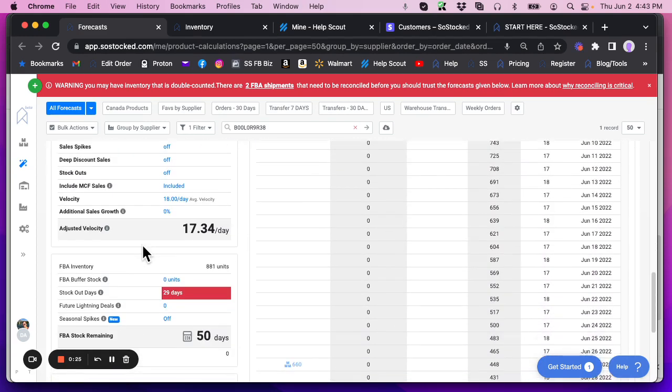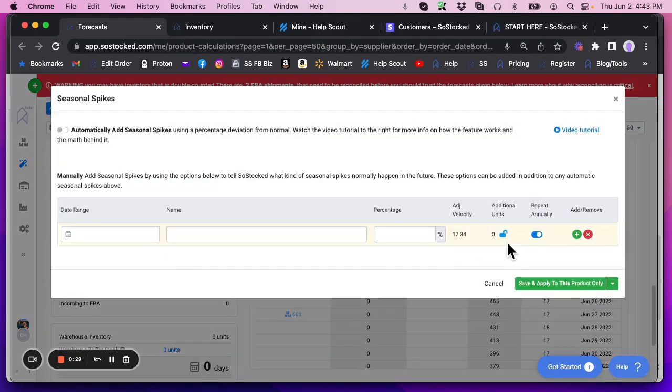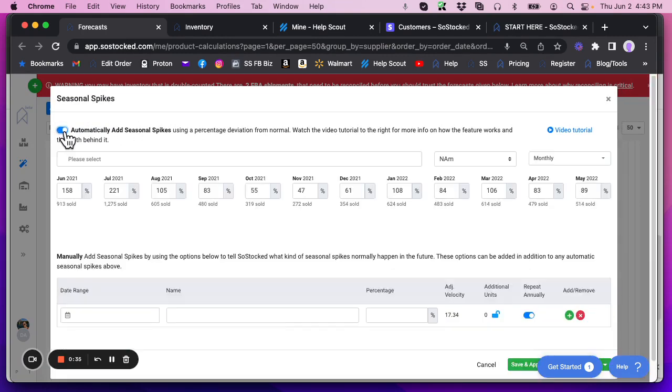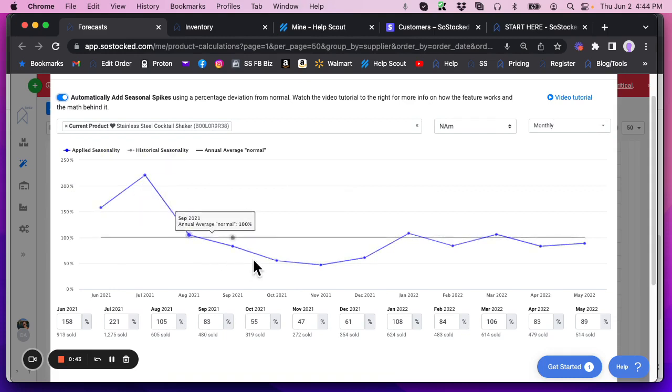What we did in the past is we would have seasonal spikes, and you could add manual seasonal spikes one at a time. There's another video that explains that. I won't get into that here. Instead, what I want to show you is the new tool, and this is really cool. Basically, this is pulling the last 365 days, or one rolling 12-month period, of actual seasonality. So this is the seasonal curve of this product.